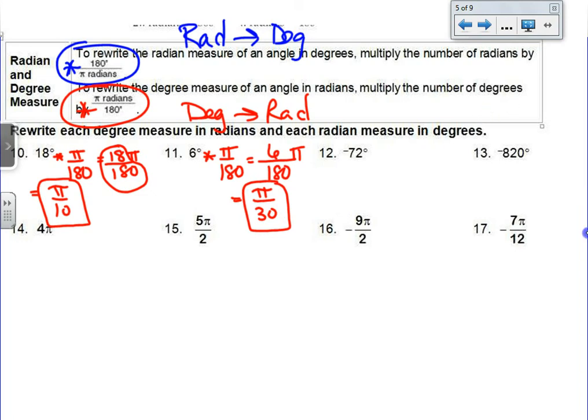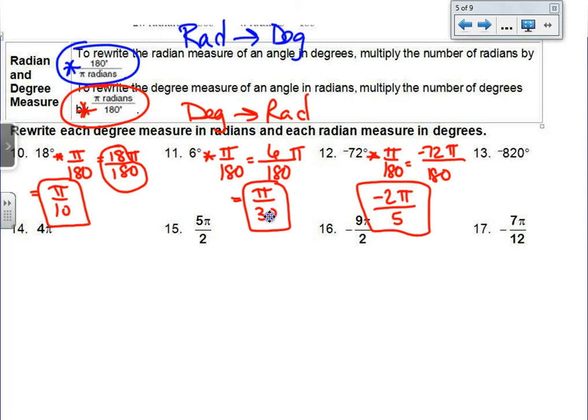Okay, how about negative 72? Same stuff. Multiply by pi over 180. And I need some calculator help because I don't want to have to think right now. Negative 2/5. So we're going to say negative 2 pi over 5. If you wrote the pi off to the side, it's not wrong. The thing that would be wrong is if you put pi in the denominator. That's way wrong.